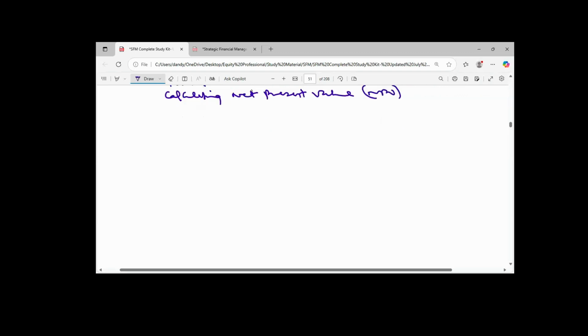Calculating net present value, NPV. Okay, I hope this space will be sufficient. Okay, so let's say this project has 3 years life. So I would then say year 0, year 1, year 2, then year 3. You need to create an additional column for workings.